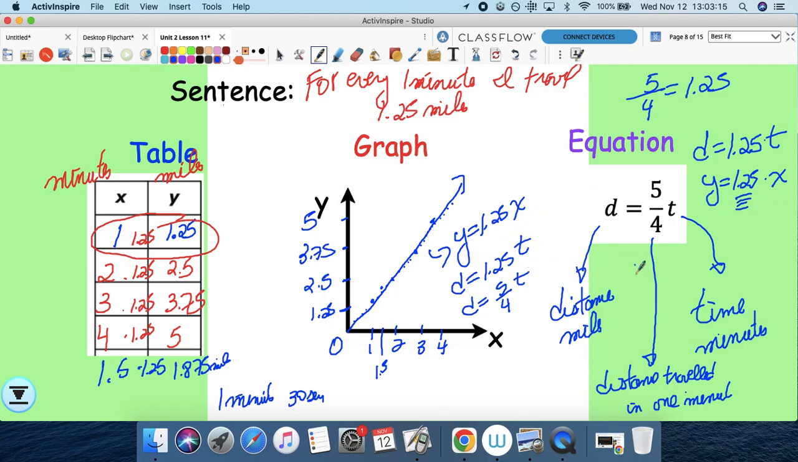So for this one, I went from the equation. I created a table. From there, I represent the table as a graph. And I forgot to do one thing, which is come here. Here's my 1, comma 1.25. And that represents what? The 1.25 represents my k, and it's my unit.